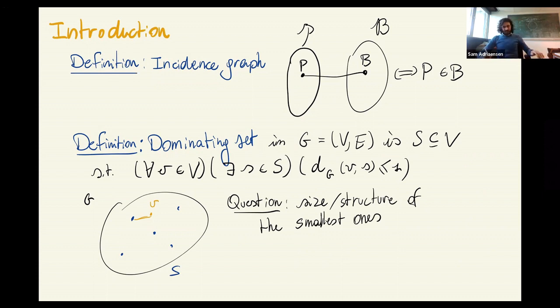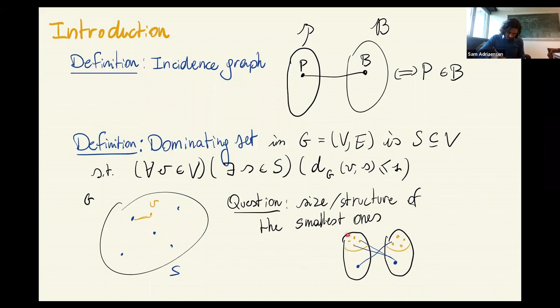Now, if you investigate this problem in the context of incidence graphs, if you want a small dominating set, this means you take a small number of points and a small number of blocks. And now you want that every block outside of your dominating set is incident with a point in it, and vice versa. Every point outside your dominating set is to be incident with a block in it.